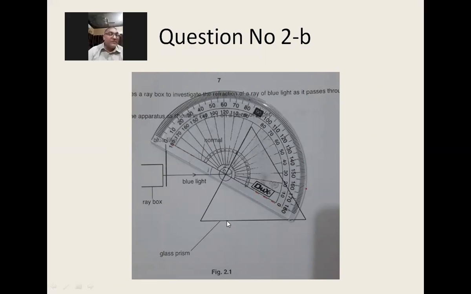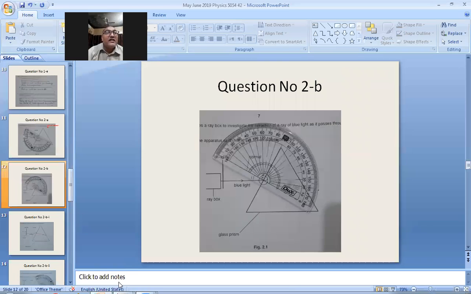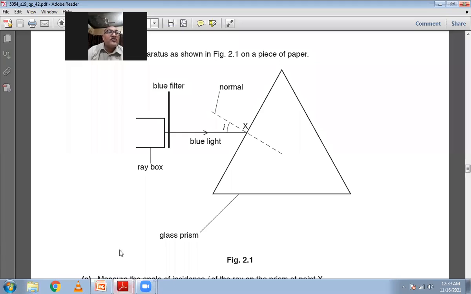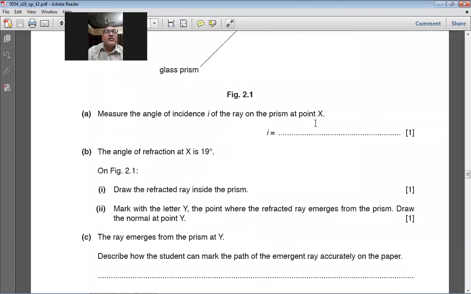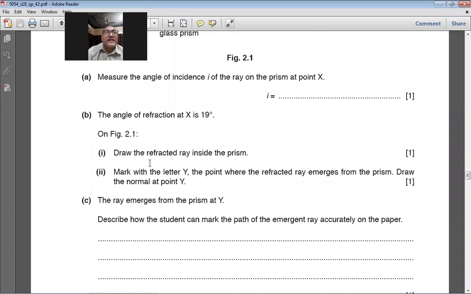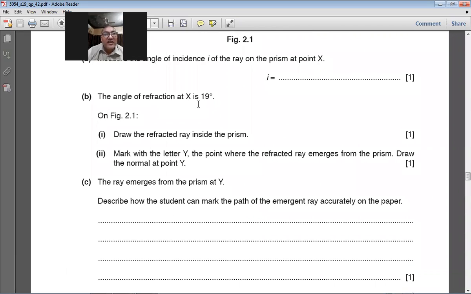Then in the B part, he says the angle of refraction at X is 19. Let me go to the question so you look at it. So this is 30 degrees. On figure 2.2, draw the refracted ray inside the prism. Mark the letter Y, the point where the refracted ray emerges from the prism. Draw the normal at the point Y. So these are the two tasks.